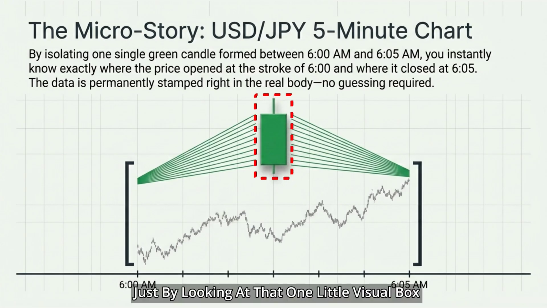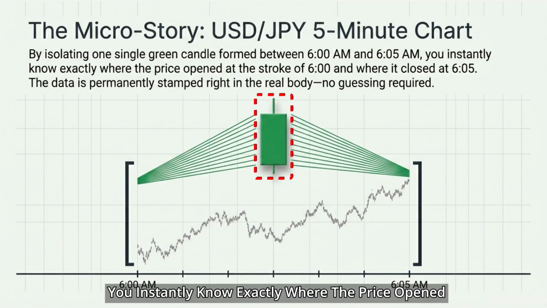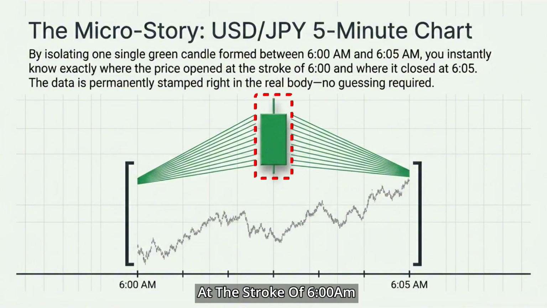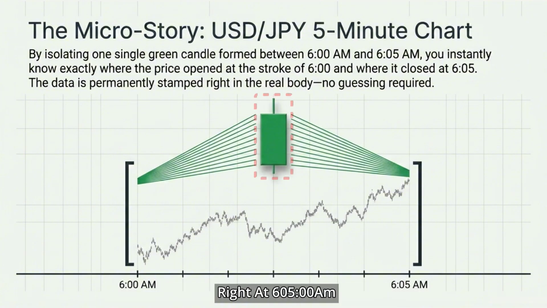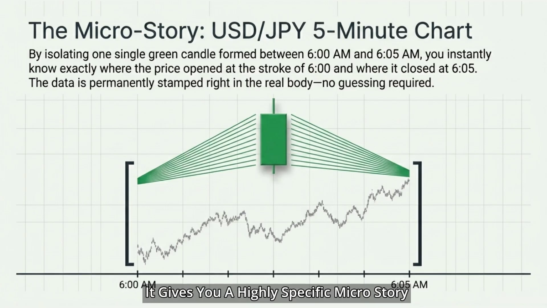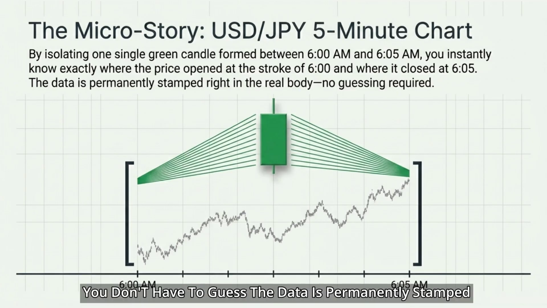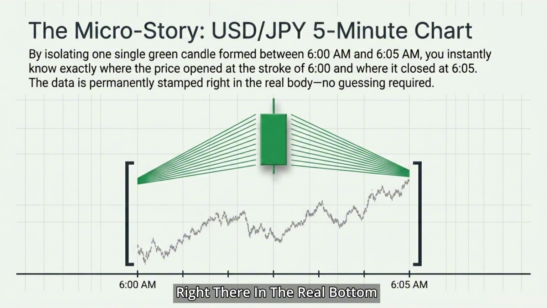Just by looking at that one little visual box, you instantly know exactly where the price opened at the stroke of 6 a.m. and exactly where it finally closed right at 6:05 a.m. It gives you a highly specific micro story for that exact 5-minute window. You don't have to guess. The data is permanently stamped right there in the real body.